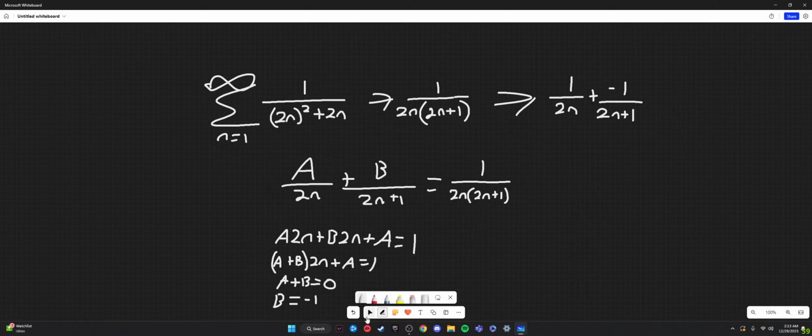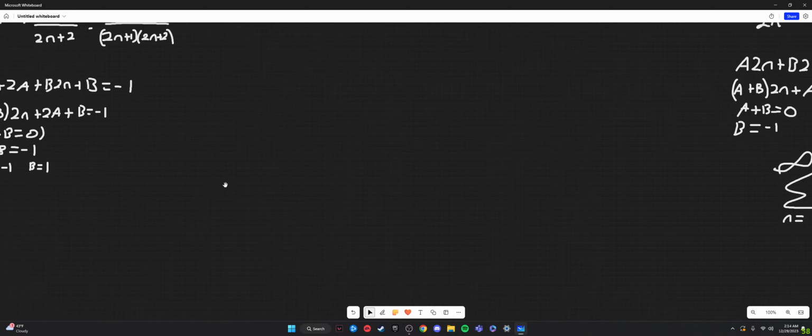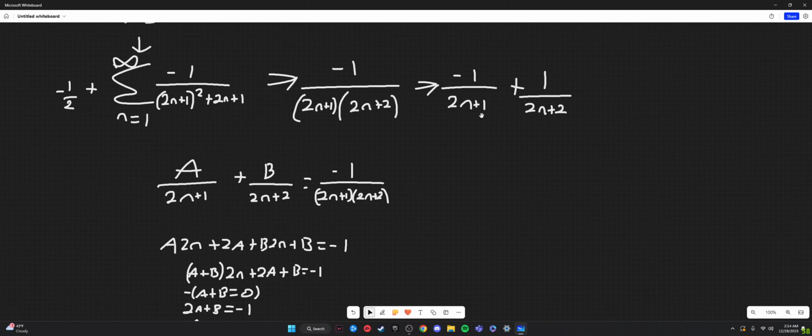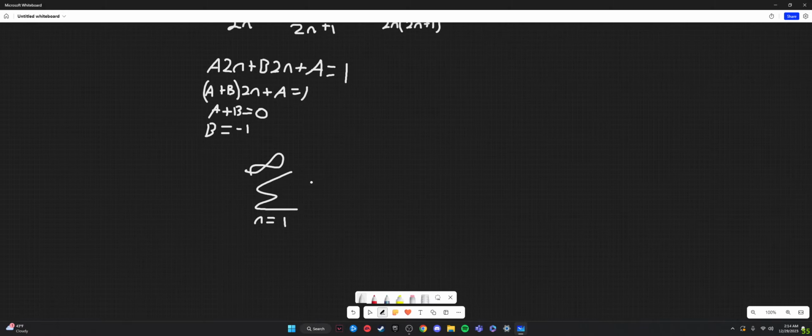Now that we have our two series, let me just write them down in one place, and we're going to do a little bit of comparison with a well-known series to get what our actual sum is equal to. This is just going to be the odd one. So our odd series here is -1 over 2n plus 1, plus 1 over 2n plus 2.